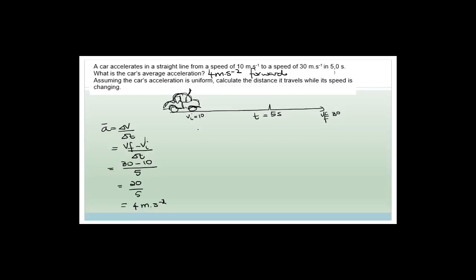Okay, so now let's think about it. We've got Vf is 30 forward. Vi is 10.